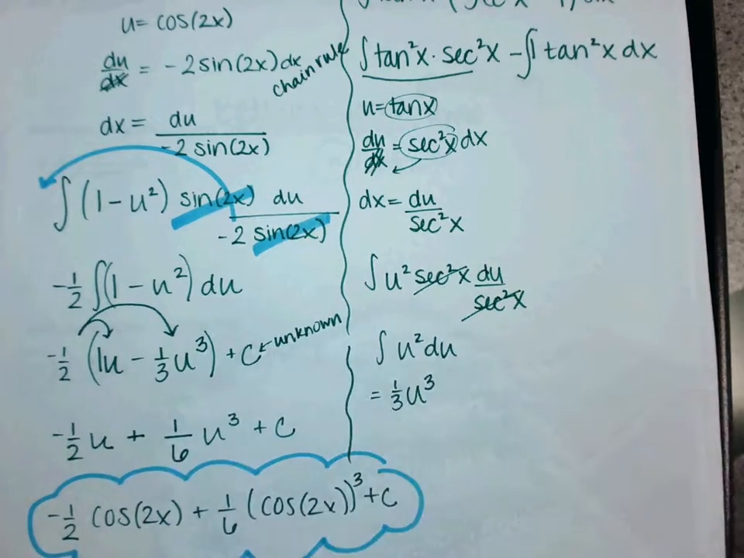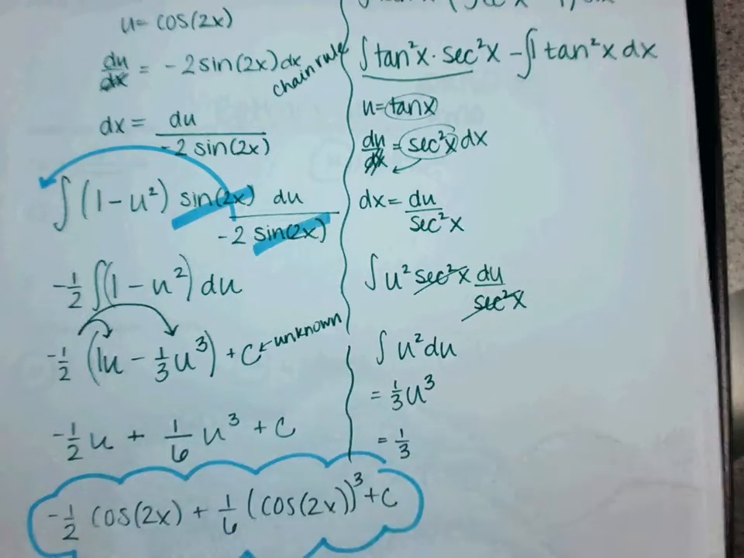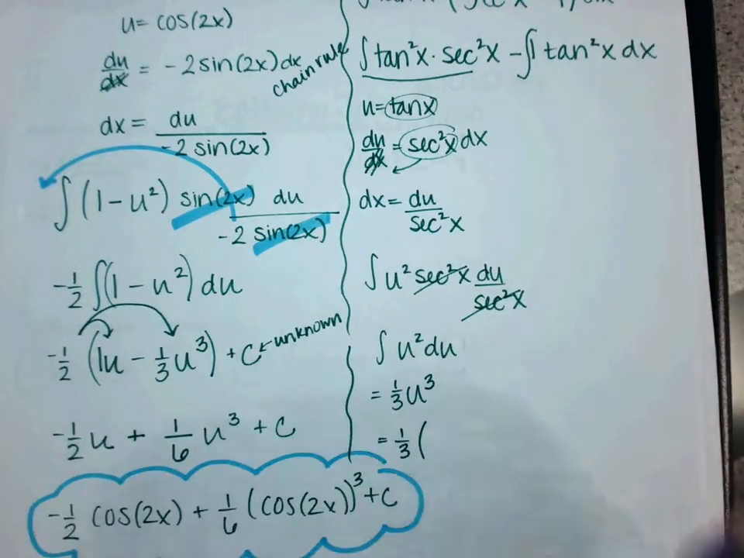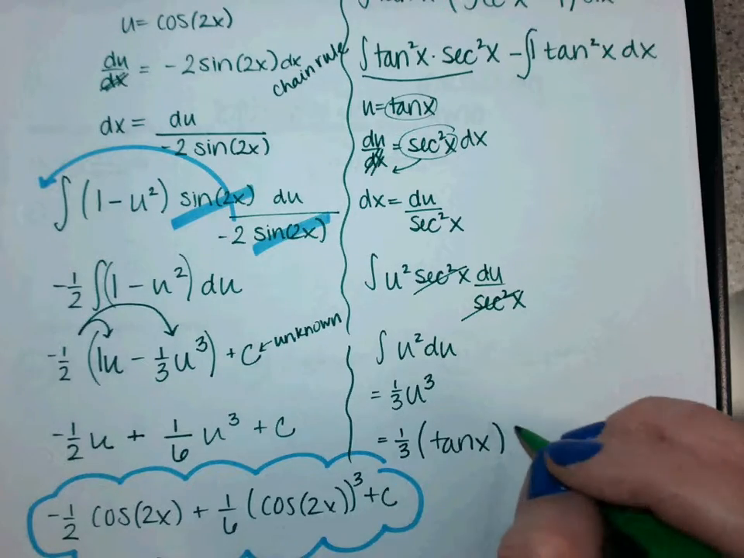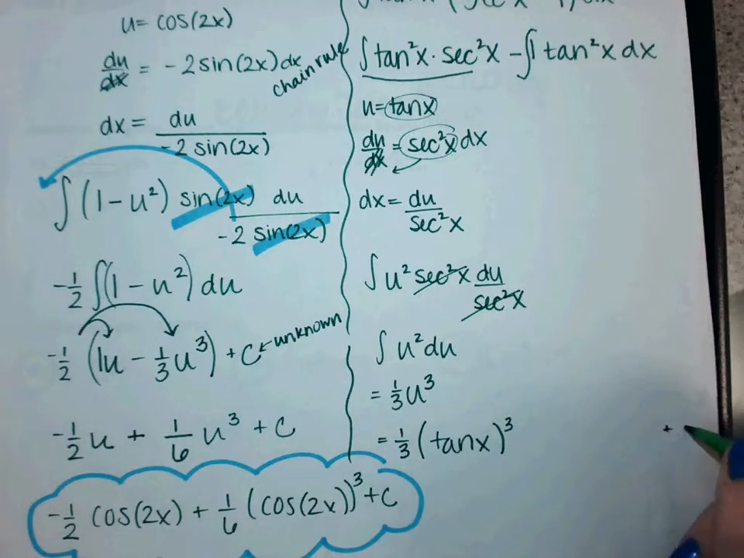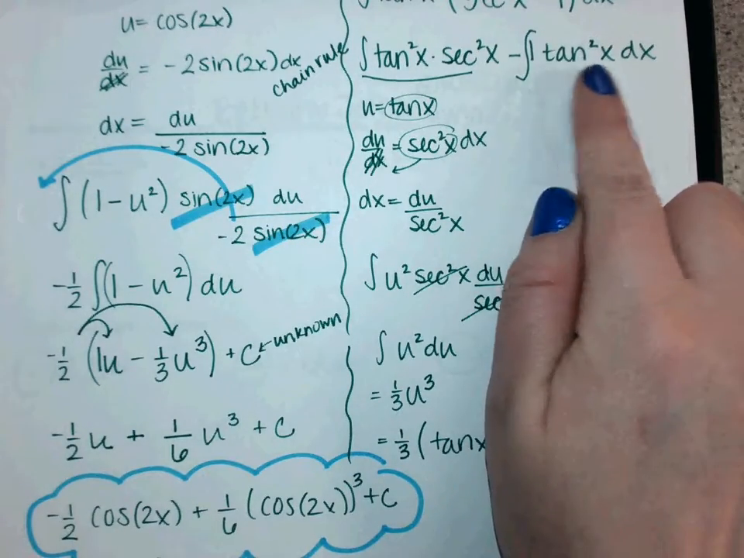And then the antiderivative, or the integral of u squared du, is going to be 1/3 u cubed. Now remember that technically there's a plus c involved here, so I'm going to go ahead and make it 1/3. My u is now a tan x, remember. So tan x cubed, and then I'm going to put my plus c way over here, because I know that I still have this whole separate integral up here that I need to do.